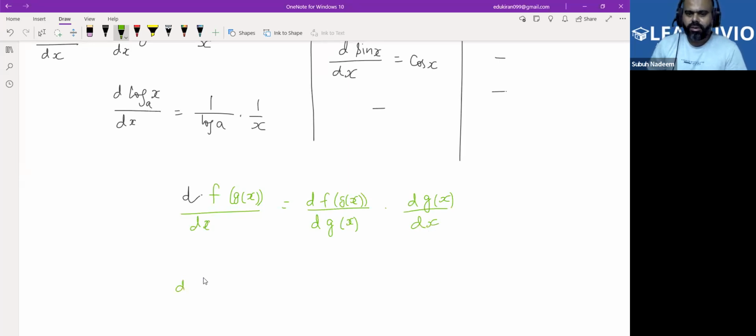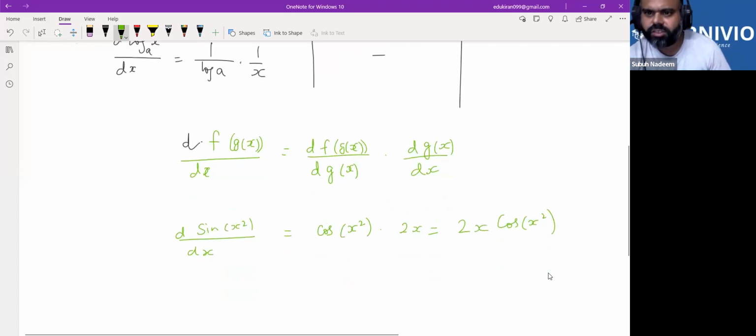For example, sine of x square is there. So there is a function x square inside and the outside function is sine. When we differentiate sine, which is the outside function, we get cos x square. And when we differentiate x square, we get 2x. So this is 2x cos x square. Now it should be clear which is the outside function and which is the inside function.